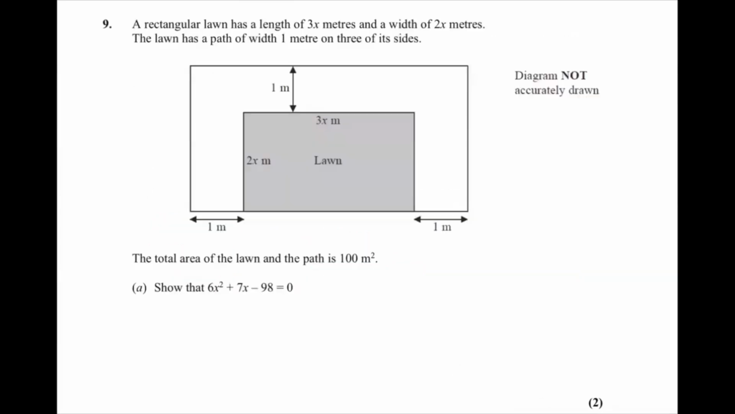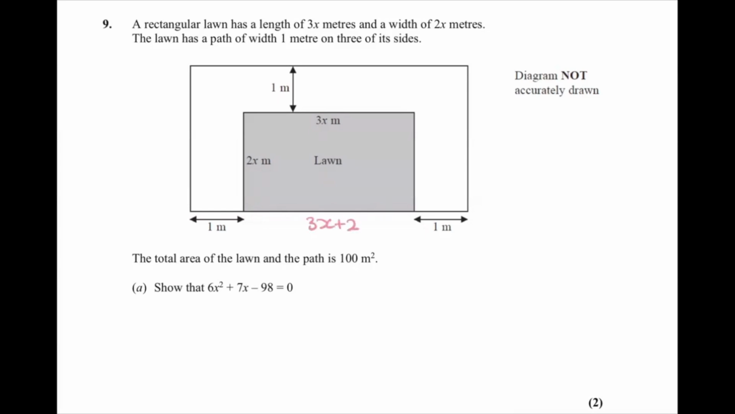Okay, so I've been given some information about a rectangular lawn with a path around it. And I'm told that the total area of the lawn and the path is 100 meters squared. I've got to show this piece of algebra, which will get created by doing the total area of the lawn and the path as 100 meters squared. So let's see what that means. We know it's a rectangle, so we're going to be doing this length multiplied by this length. This length here is 3x plus this, so 3x plus 2.